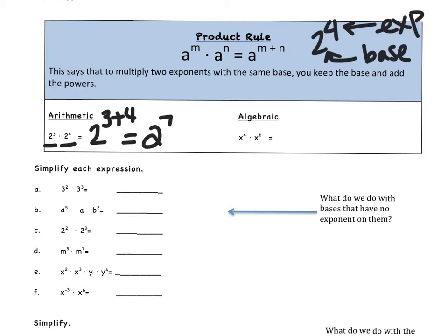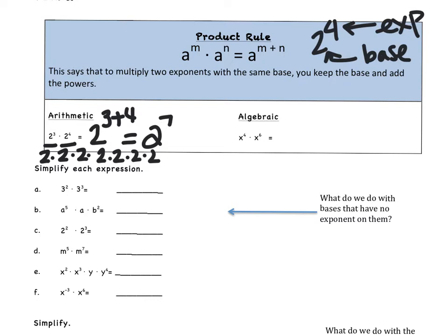Now, the reason this works the way that it does is because 2 to the third power means that we're taking 2 times 2 times 2. And 2 to the fourth power means we're taking 2 times 2 times 2 times 2. And if we multiply all those together, we've got 2 times itself 7 times.